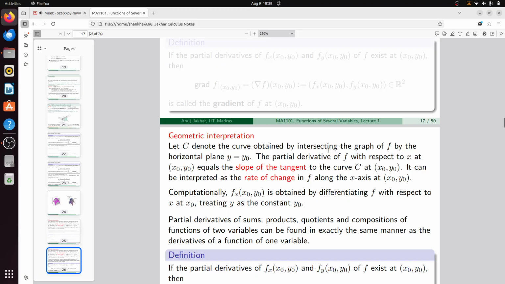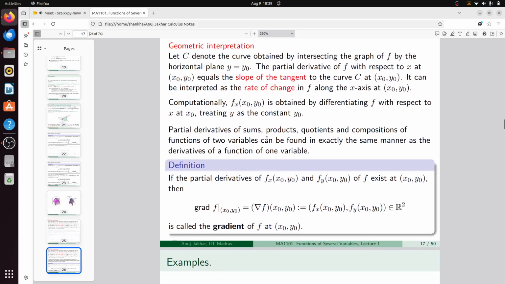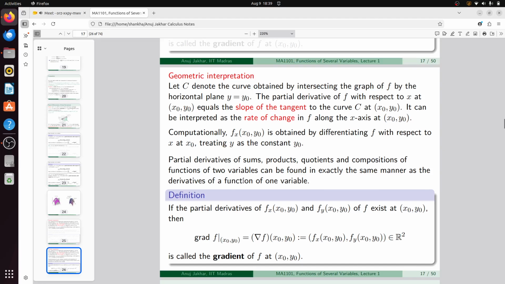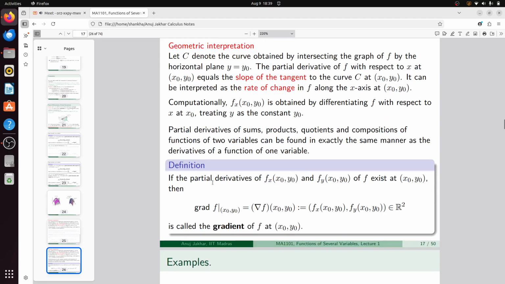Now partial derivatives of sums, products, quotients and compositions of functions of two variables can be found in exactly the same manner as the derivatives of a function of one variable. Now one more thing: if all the partial derivatives like fx and fy exist at x0, y0, then you can define the gradient.